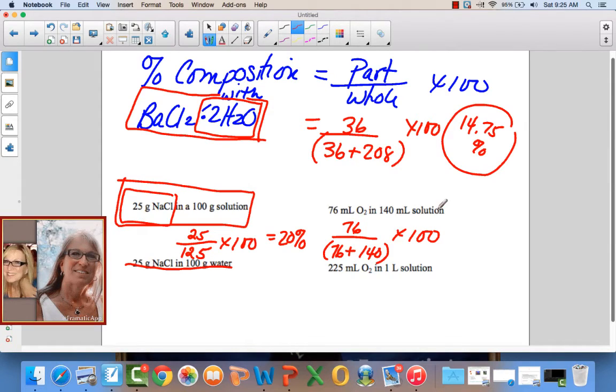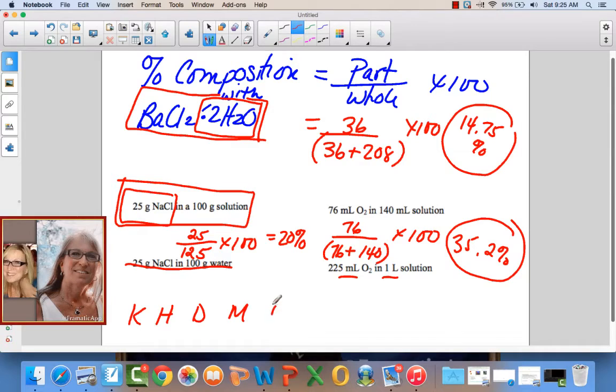And that's going to give me 35.2%. Okay, and the last one, 225 milliliters in 1 liter. You're not going to get one like this, but remember, you can go from milliliters to liters or liters to milliliters if you know "kids hate doing math during cold months."